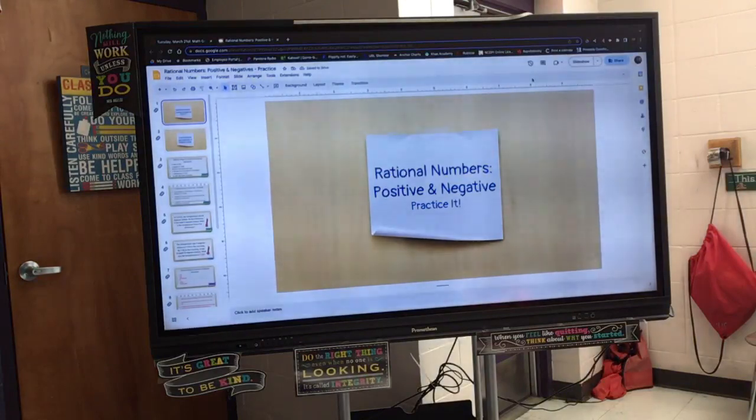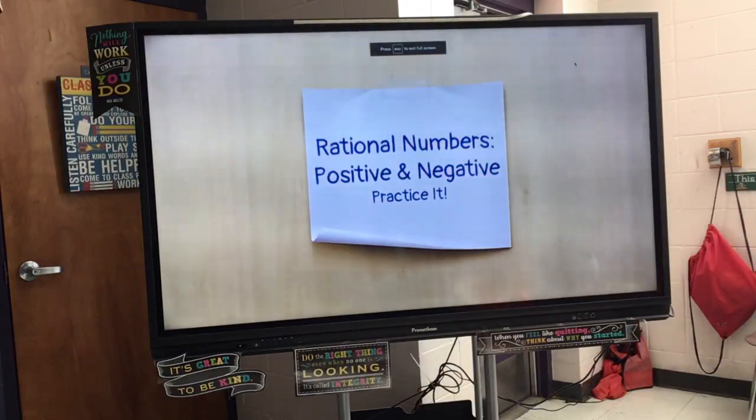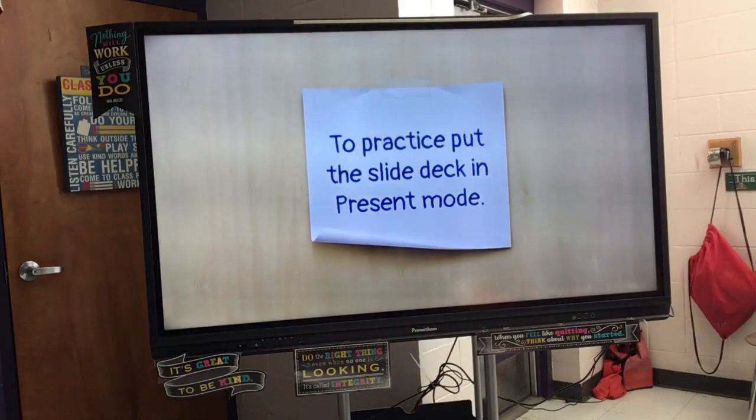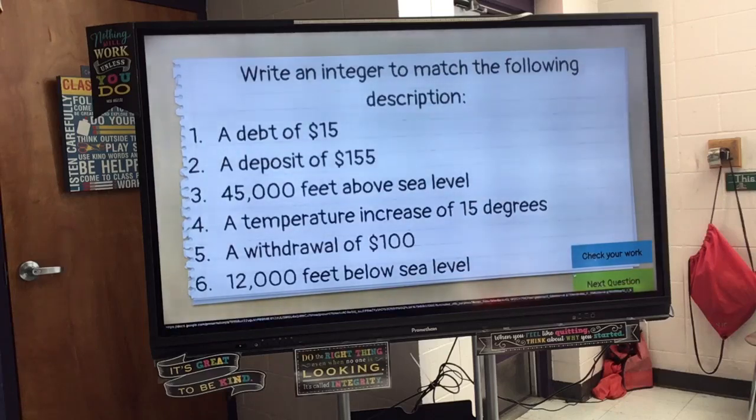You need to put this into slideshow or present mode so that you can actually use the buttons and do it correctly. So you're just practicing. You're going to click on it, and then it says write an integer to match the following description. So you're just writing a debit of $15, a deposit of $155. Then you can check your work. So hopefully everybody gets the right answer because you do have the option to look. Then if you're good, you hit go to the next question, and it goes to the next set of questions.